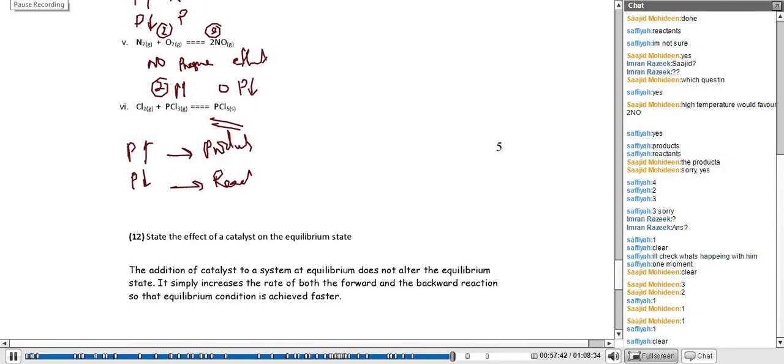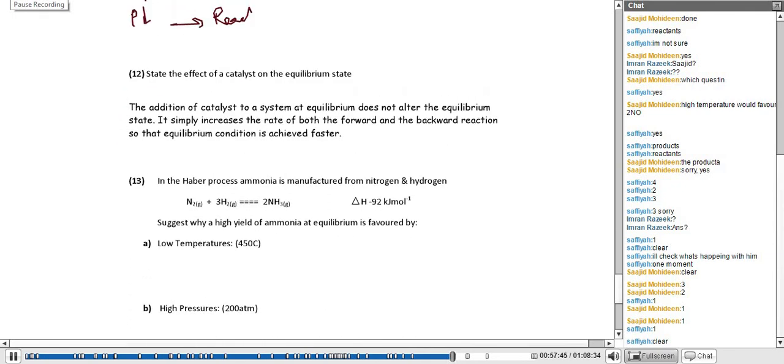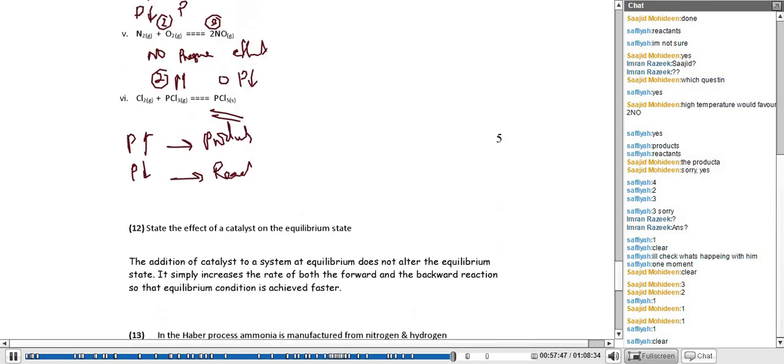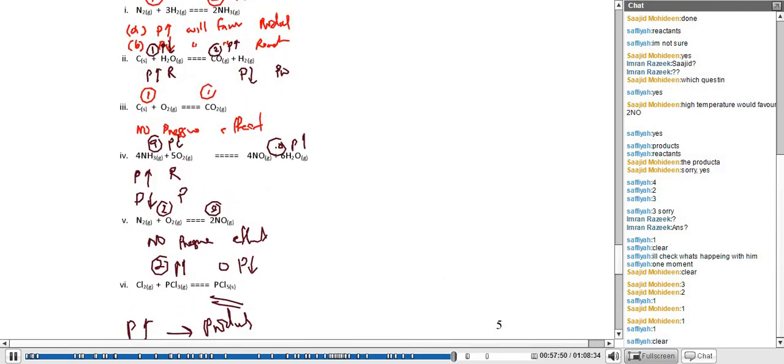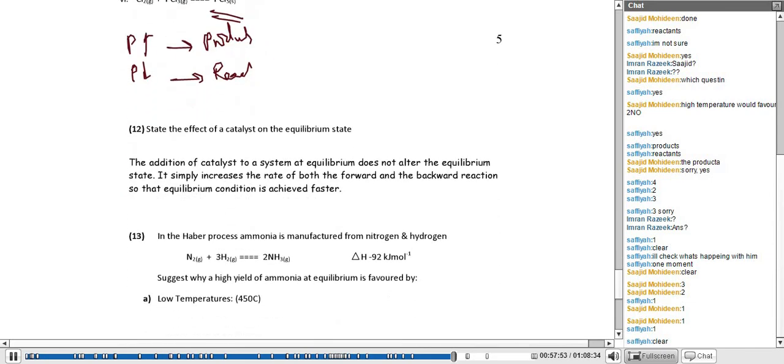In fact, catalyst will increase the rate of the forward and the backward reaction, so therefore equilibrium condition will be reached faster. In fact, catalyst has no effect on equilibrium, right? Because catalyst will increase the rate of the forward reaction as well as the backward reaction, so equilibrium condition will be reached faster when you use a catalyst. So catalyst will not favor the forward or the backward, right? It will not give products or reactants, because catalyst will increase the rate of both the reactions by providing an alternative route with lowered activation energy.